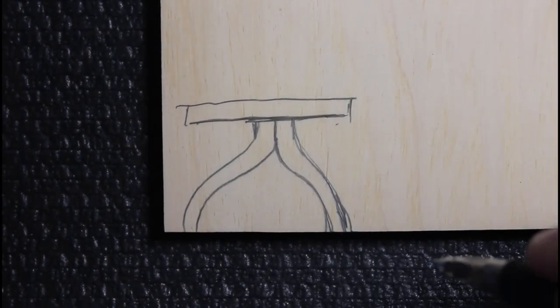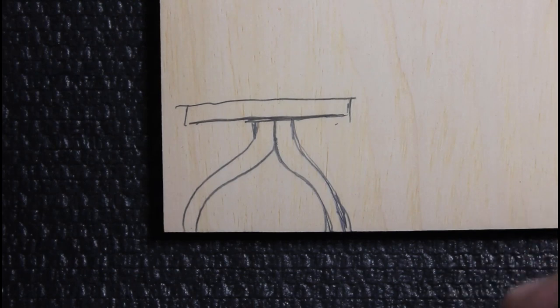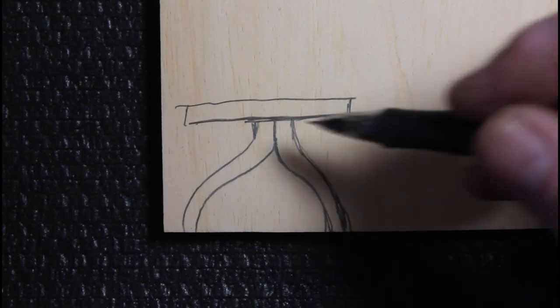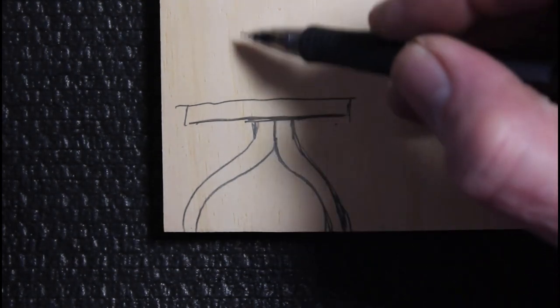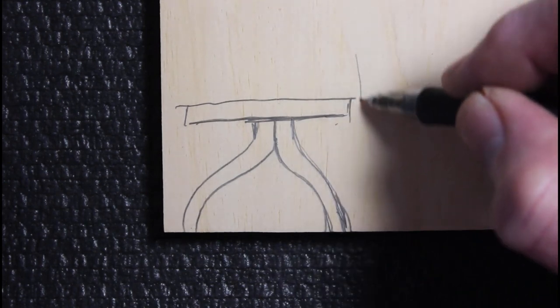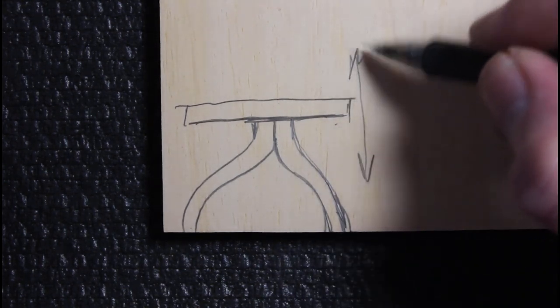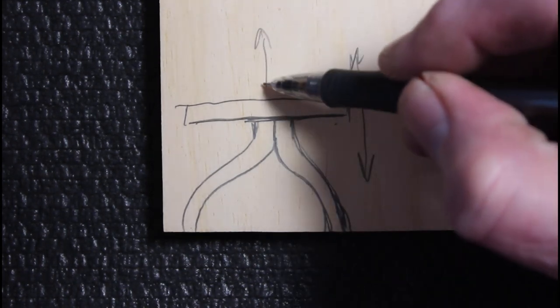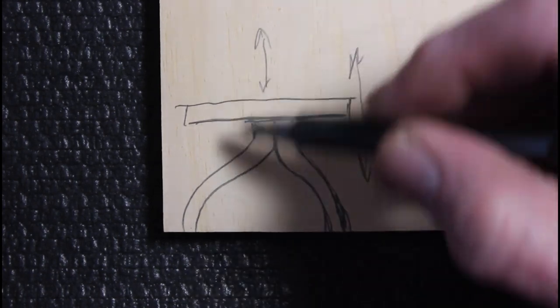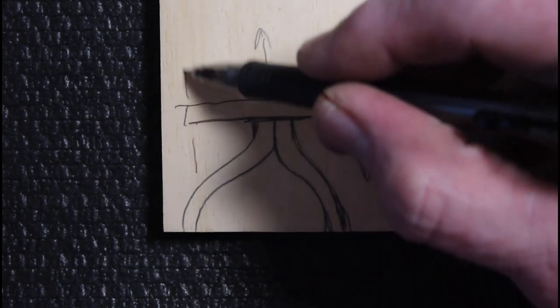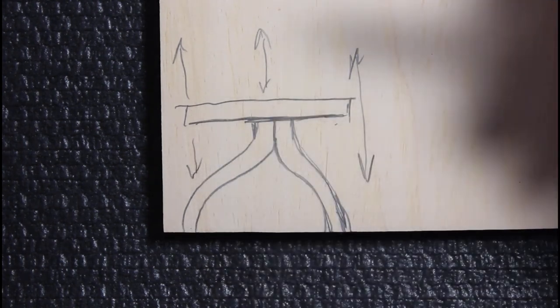I'm going to explain the difference between short grain and long grain. The grain on this piece of wood runs in this direction. You may be able to see some of the grain lines. Okay, so it runs like this, pretty much straight up and down this board.